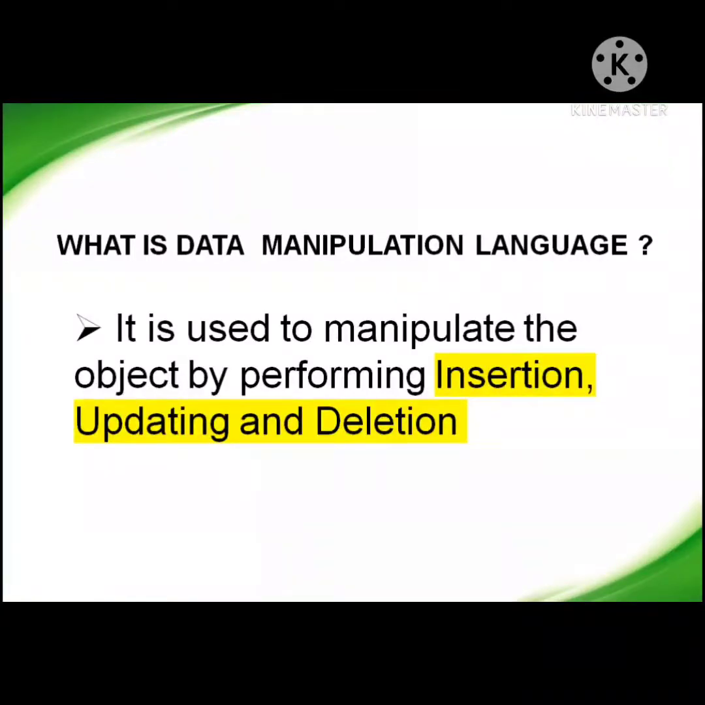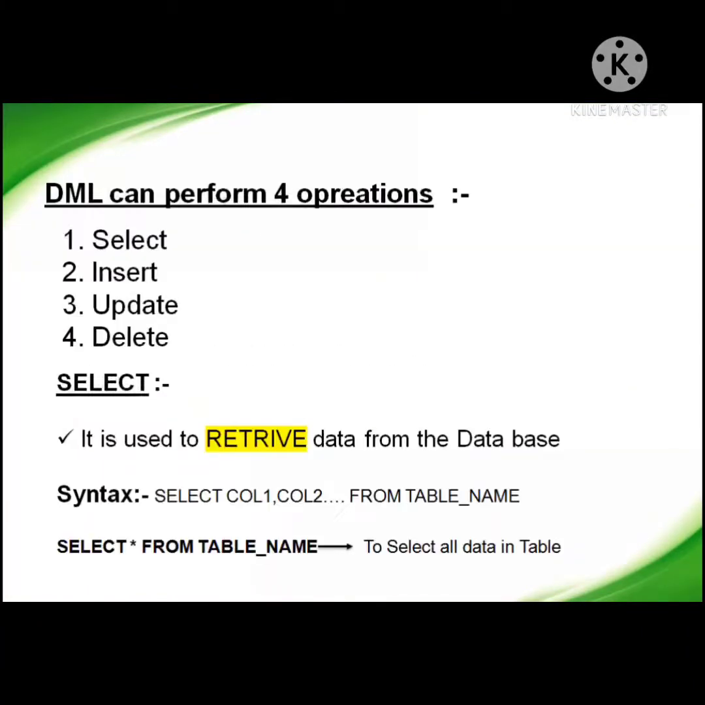So in one line we can say that data manipulation language is used to manipulate the object by performing insertion, updating and deletion. Moving forward to next slides, you will get more clarity about this. Through the definition of DML, it is clear that DML has commands that are used to manipulate the data. So, the operations performed by DML are select, insert, update and delete.